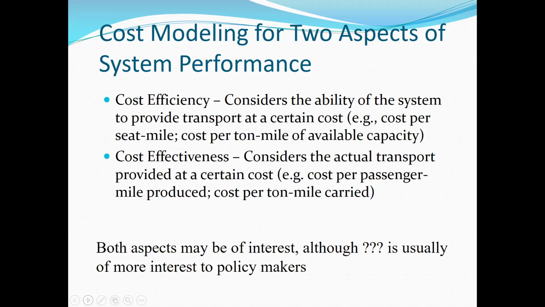So when you talk about cost modeling, there are two aspects of system performance, one would be cost efficiency, and the other would be cost effectiveness. Cost efficiency is about the ability of the system to provide transport at a certain cost. It's cost per seat mile, cost per ton mile of available capacity. Cost effectiveness considers the actual transport provided at a certain cost: cost per passenger mile produced, cost per ton mile carried.